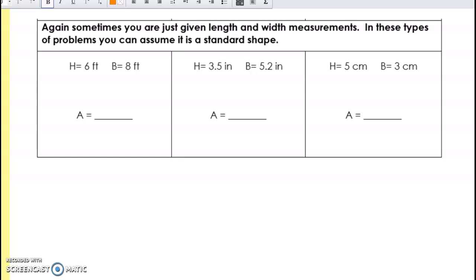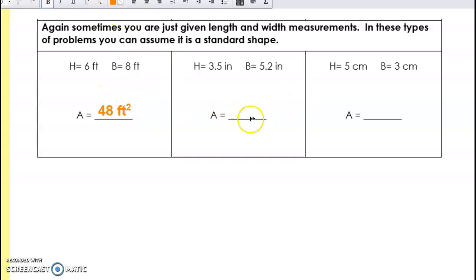Okay, last but not least, if you're just given the measurements, super easy. This is the easiest type. You look at them and you multiply them. We have the height measurement and the base measurement. So again, we multiply. The biggest thing is that you remember to include your labels. So this one is feet squared, square feet, same thing.